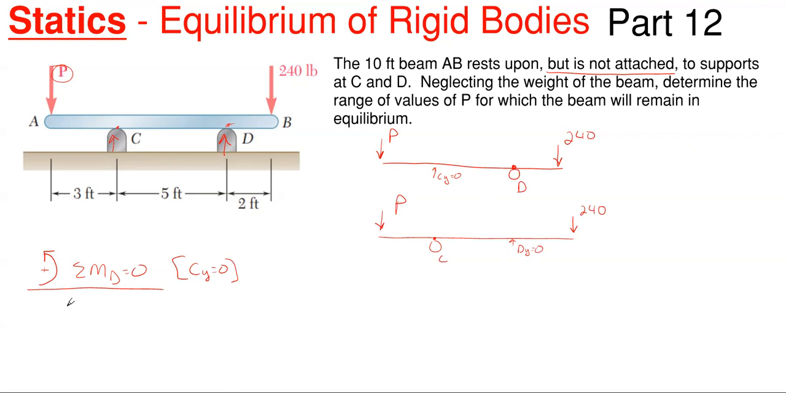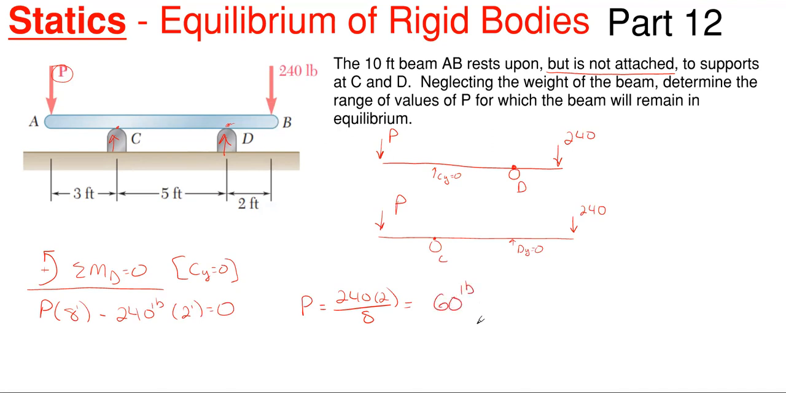Alrighty, so this is a very simplistic equation. We would have P, which would be rotating counterclockwise about D, so it's positive P times its total distance to D, which is the 3 plus 5, which is 8 feet. And then we would have the 240 going about D, and that would be going clockwise, so it's minus based upon my sign convention. And it's 2 feet away from point D, and essentially that's all we have. So my P would just be 240 times 2 over 8. And that would give me exactly 60 pounds.